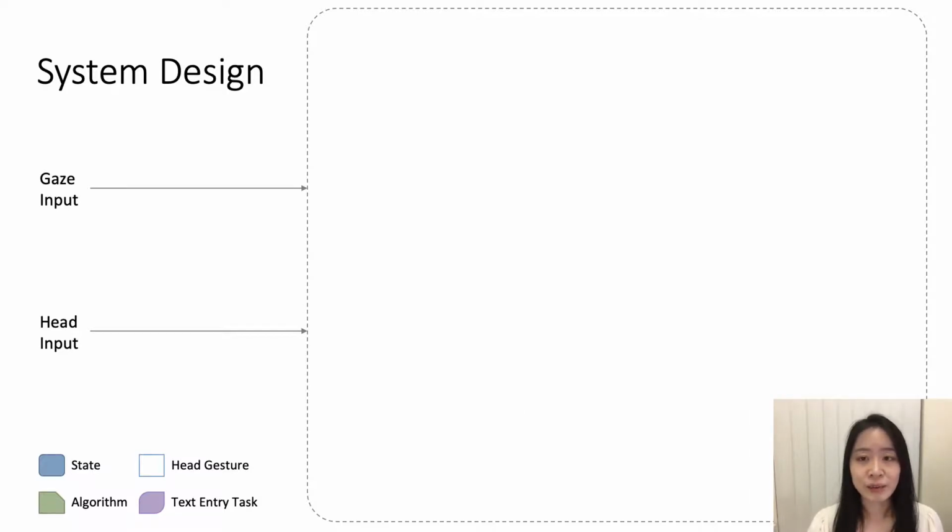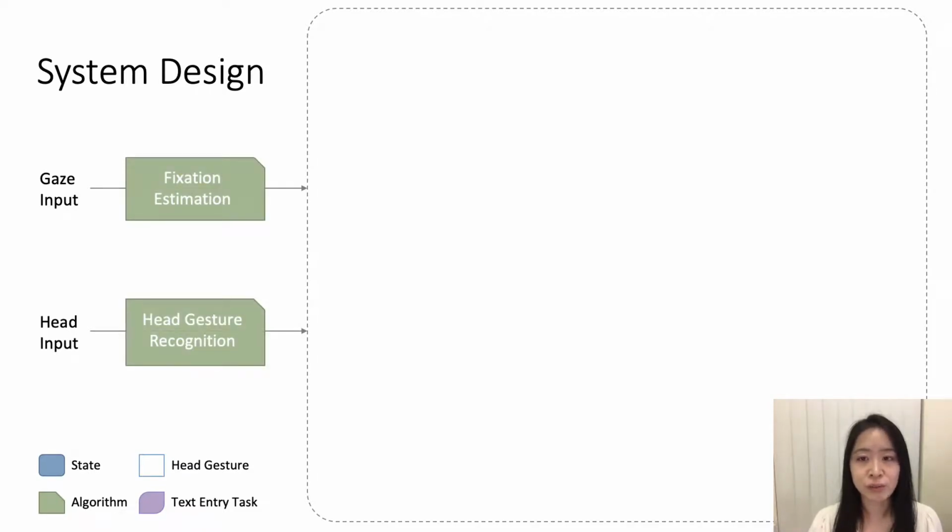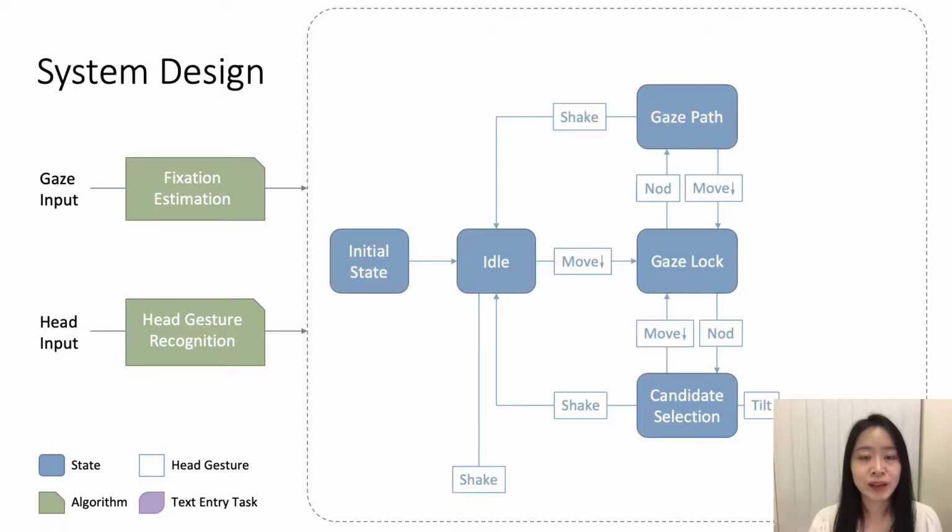For system design, we have two algorithms, fixation estimation and head gesture recognition, to process the gaze and head movement data. And we design 4 states in the system. The most important part is the down gaze lock and gaze path restoration. When the system detects a downward head movement, a gaze lock is activated to prevent the gaze shift due to a potential nod. Once a nodding gesture is completed, the gaze position information is unlocked and restored for gaze path classification.